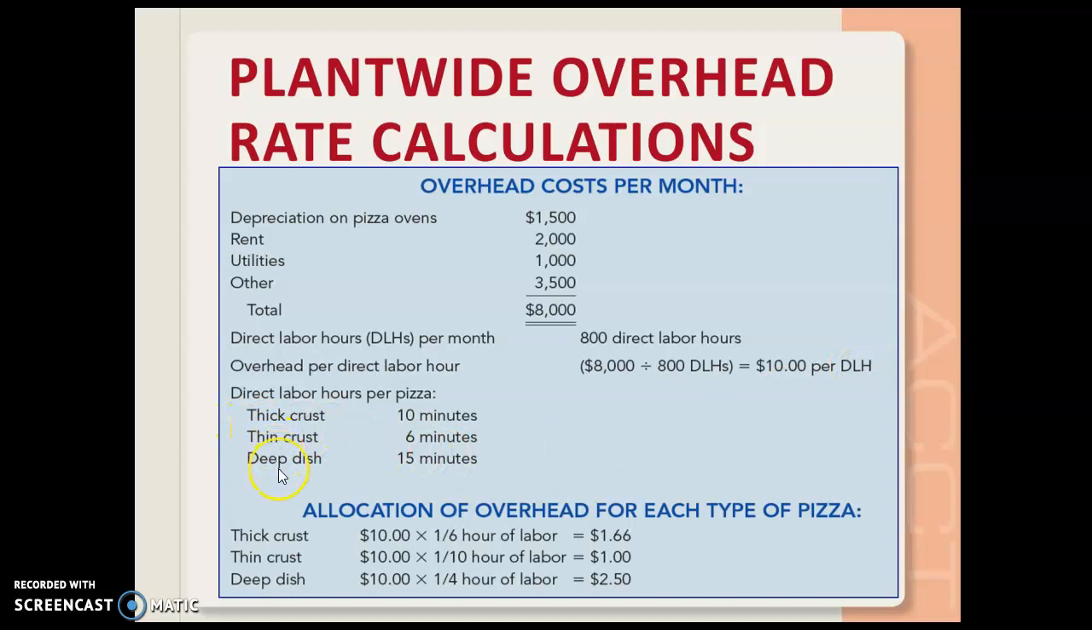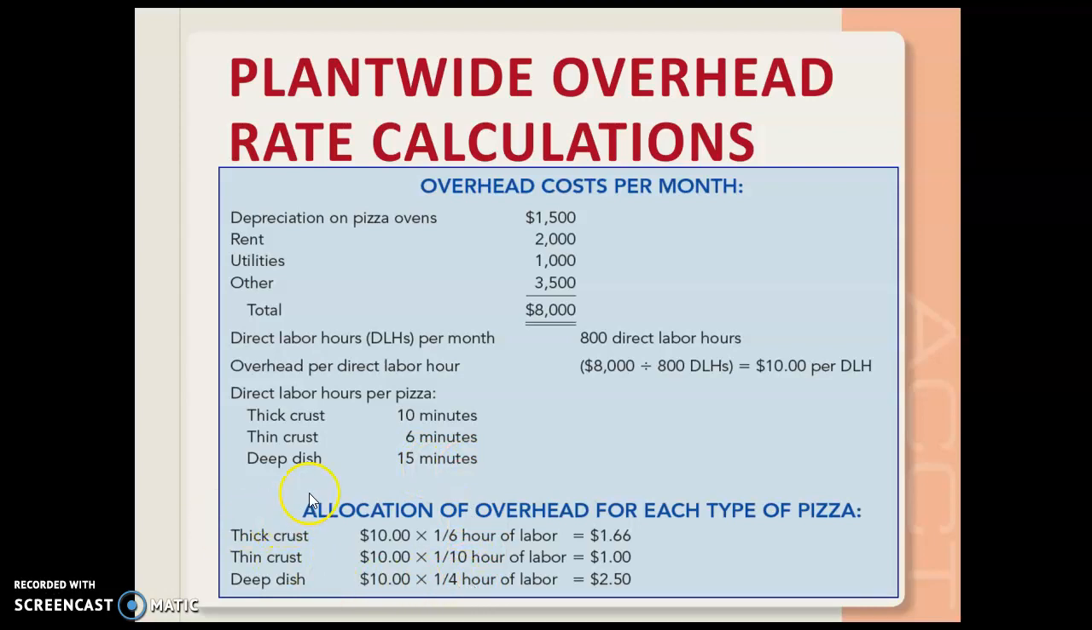Then we can look at the three kinds of pizzas and figure out on average how many direct labor hours it takes. So the thick crust pizza takes 10 minutes, the thin crust 6 minutes, the deep dish 15 minutes on average for our business. So how much of an hour is that? Well, an hour is 60 minutes. So 10 minutes divided by 60 minutes is 1/6 of an hour. 6 minutes divided by 60 minutes is 1/10 of an hour. And 15 minutes divided by 60 minutes is 1/4 of an hour.